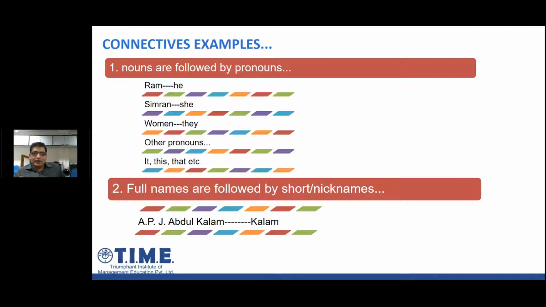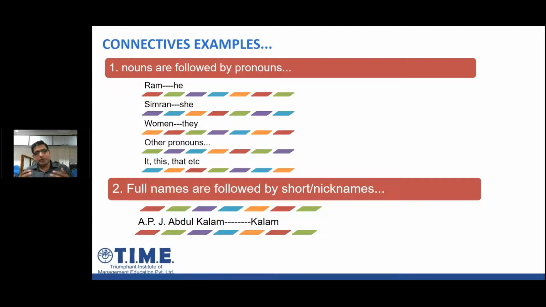Now, what else is a connective? The second one: full names are always followed by short names. Meaning, if there is a full name and a short name, definitely we can say that the full name should come before the short name. You cannot have it the other way around.